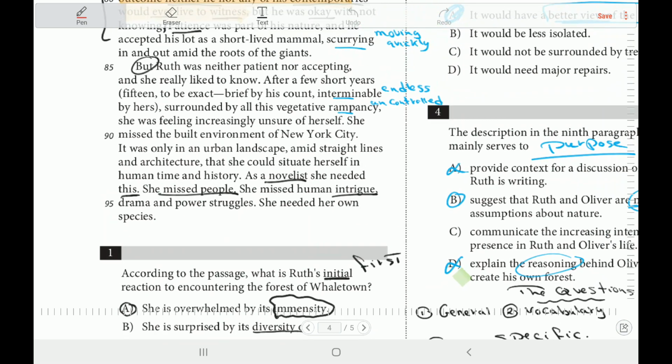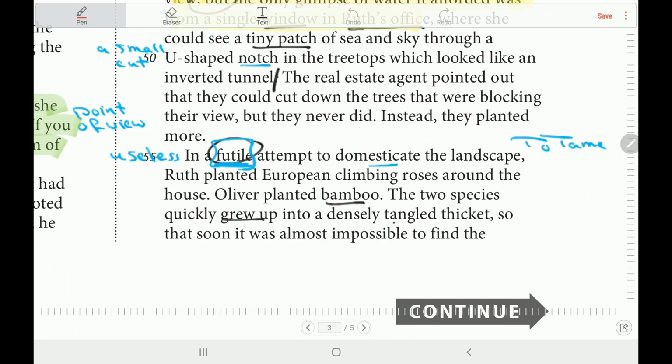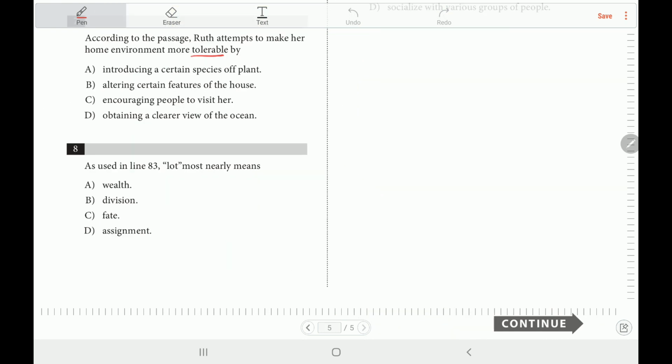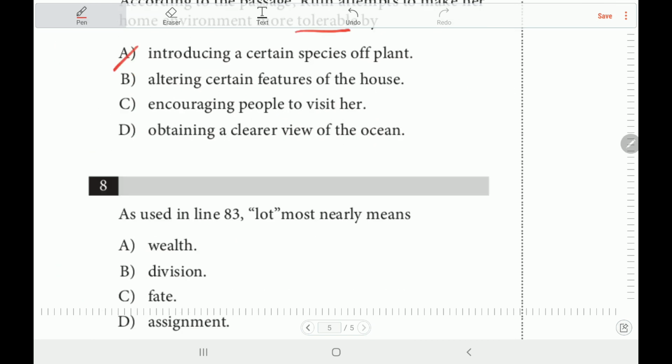Yes, I think you remember that part. So where was that? Okay, let's see. Yes, remember in a futile attempt to domesticate the landscape? To domesticate, make it more suitable, more comfortable, she planted European climbing roses around the house. So exactly, this is the correct answer. I know that most of you must have done it correctly. It's definitely A.